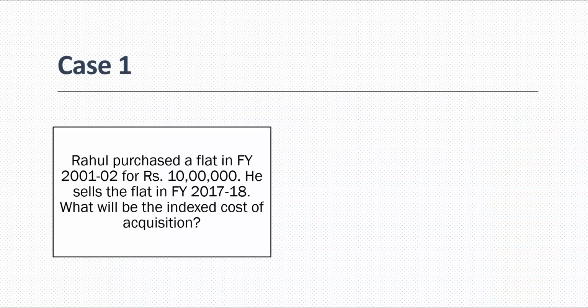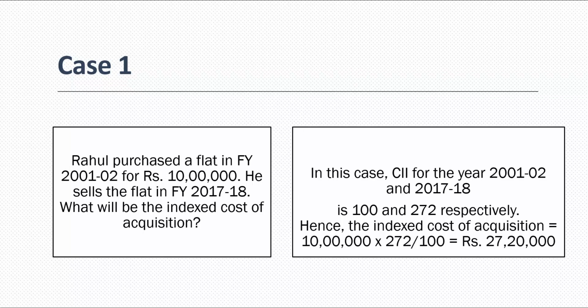Okay, case one. Let's understand some examples here. This is a very important thing. I will cover almost all kinds of possible examples to understand the whole topic. Rahul purchased a flat in financial year 2001-02 for rupees 10 lakh. He sells the flat in financial year 2017-18. What will be the indexed cost of acquisition? In this case, the CII for the years 2001-02 and 2017-18 will be considered.